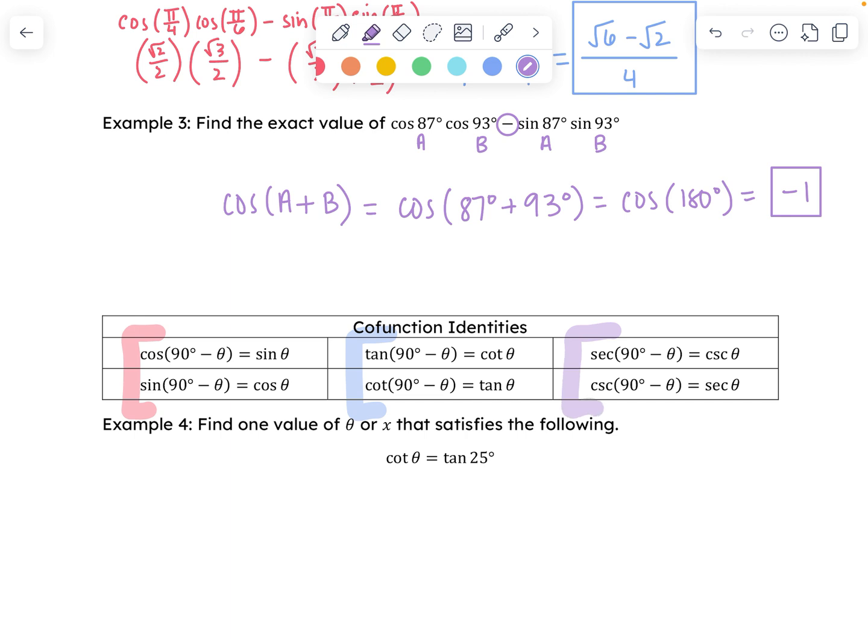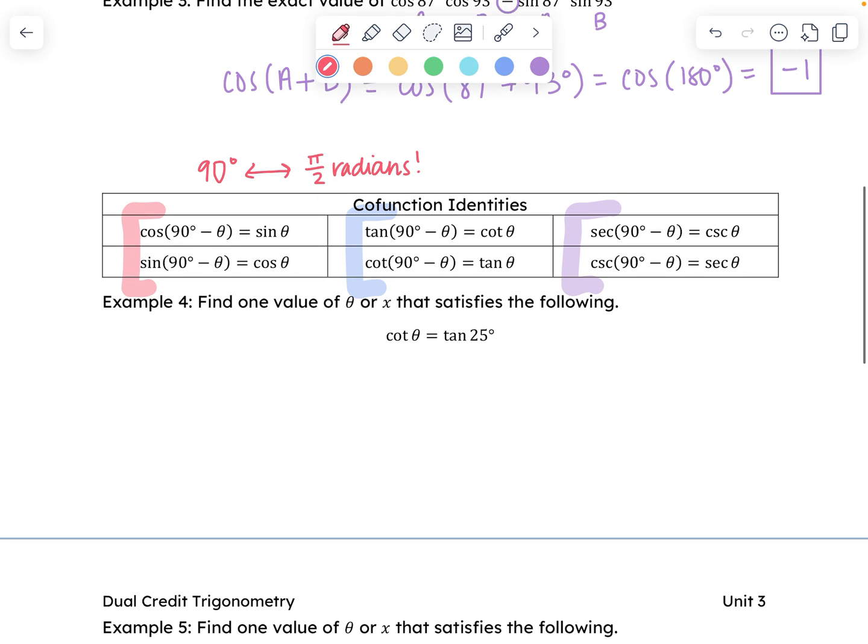When we talked about these back in Unit 1, we were only using degrees. But now we know what radians are because we learned about those in Chapter 3. So you need to remember that 90 degrees is the same thing as pi over 2 radians. Sometimes we may be in degrees, sometimes in radians, so you have to pay attention. Remember, degrees is when you have a degree sign. If there's no degree sign, then it's radians.